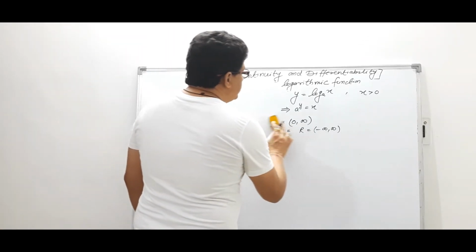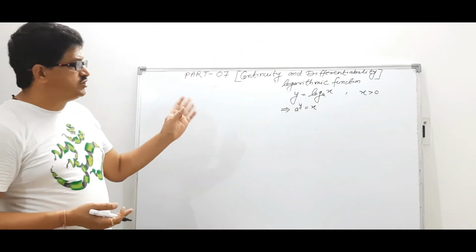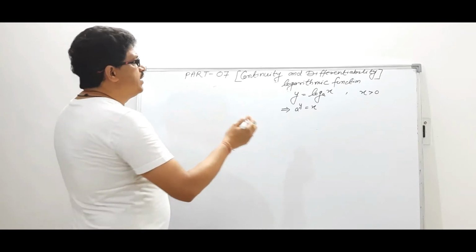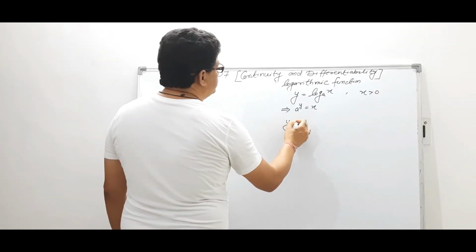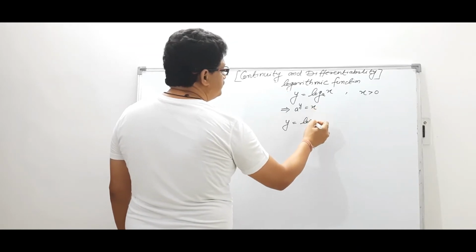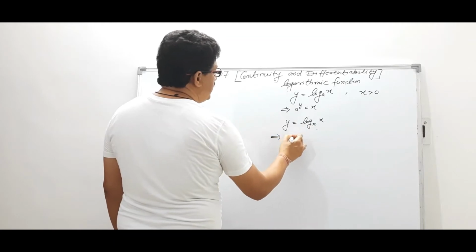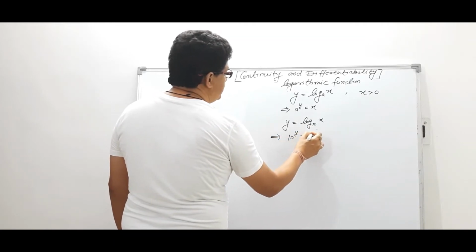So logarithm function and exponential function are connected to each other. We can change. If we have y is equal to log x to the base 10, then we can write 10 raised to y is equal to x.